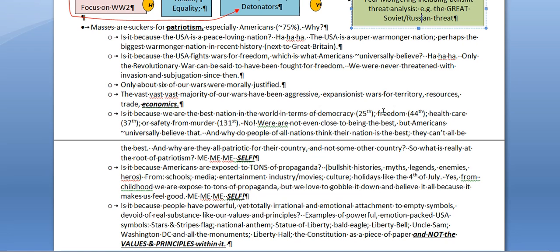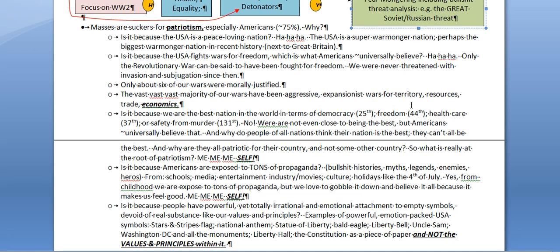Freedom. Is it because we're free? Well, yeah, we're free. We're not great. We're 44th. That's top 25%. All right, that's not bad. We're not #1 by any means. There's 43 ahead of us. Why aren't we patriotic for the #1 nation? Oh, it's not my nation. Me, mine, self.